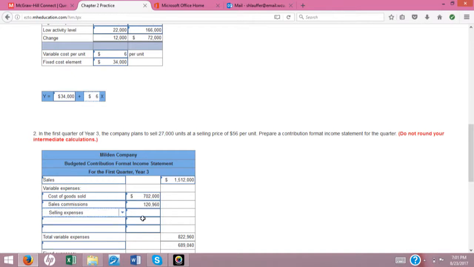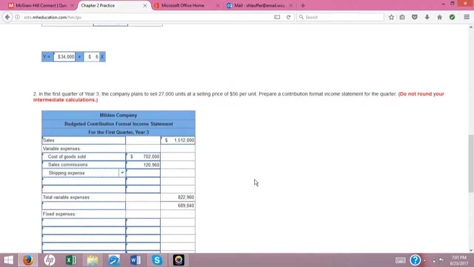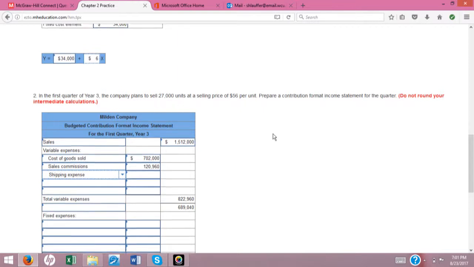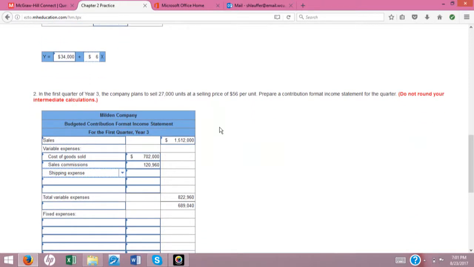And then our selling expenses, oops, I'm sorry, our shipping expenses. I have the wrong thing here. Shipping expenses is the number of things that we're going to sell, which is 27,000 units, and we're calculating variable cost, so we're going to use that $6 a unit. So $6 times 27,000 units is $162,000.